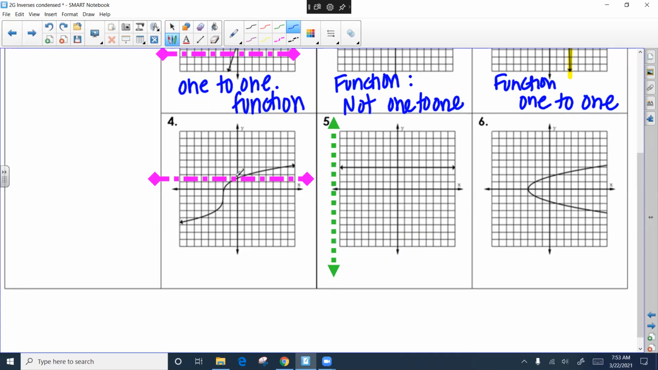Here, the horizontal line is only crossing once. Even if I move my horizontal line around, same thing, it's only going to cross the graph one time. So number 4 is a function, and it is one-to-one. That means it has an inverse.